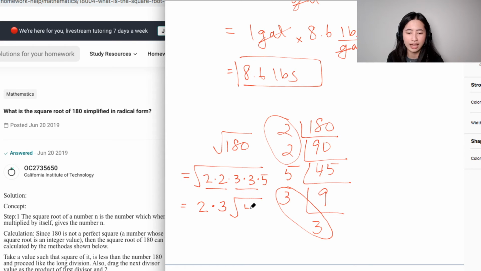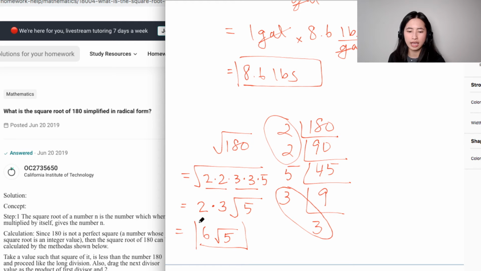Outside. And whatever is left that doesn't form a pair, that's going to be inside your radical. Does that make sense? So that's why you have square root of 5. And as a result, your answer should be 6 square root of 5. So this is your final answer.